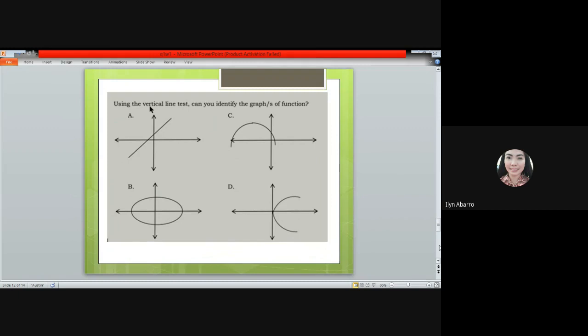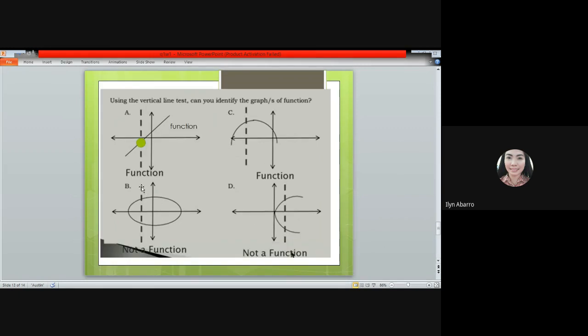Let us test letter B. This is the oval, right? If we draw the vertical line test, you can see that there are 2 points of intersection. One here, and one here. It does not satisfy the definition of the vertical line test. There should be only one, but the points of intersection here are two. So, this is not a function.